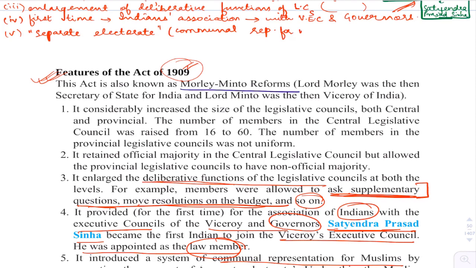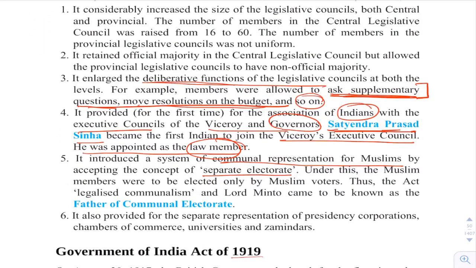अब ये separate electorate में what used to happen was, under this the Muslim members were to be elected only by the Muslim voters. So communal representation, that means representation for one particular community. What that community is here in this case? The community of the Muslims.